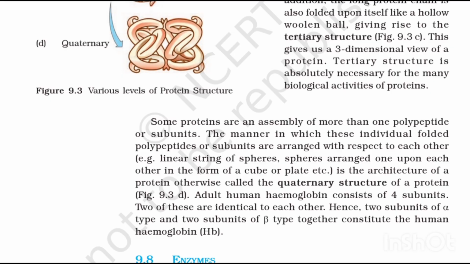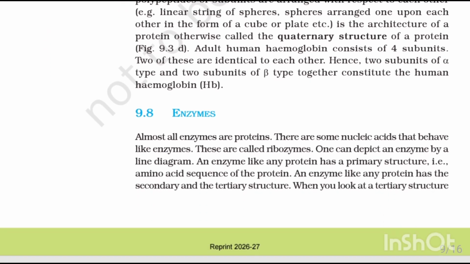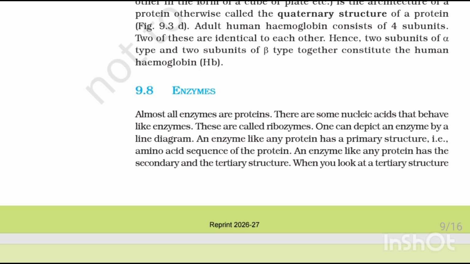Figure 9.3d. Adult human hemoglobin consists of 4 subunits. Two of these are identical to each other. Hence, two subunits of alpha type and two subunits of beta type together constitute the human hemoglobin, Hb. Enzymes. Almost all enzymes are proteins. There are some nucleic acids that behave like enzymes. These are called ribozymes. One can depict an enzyme by a line diagram.